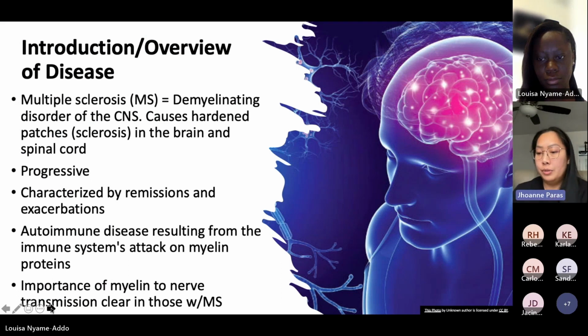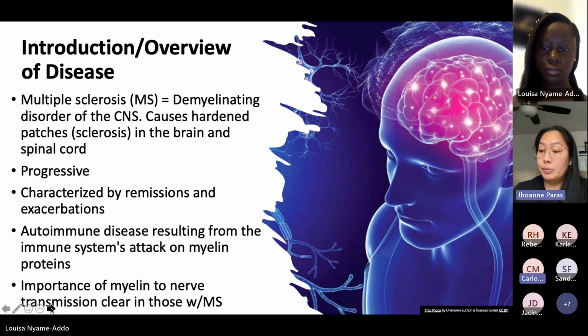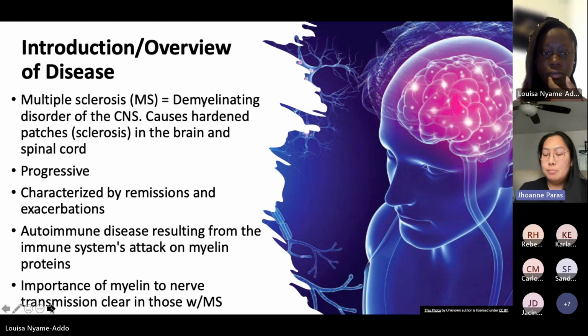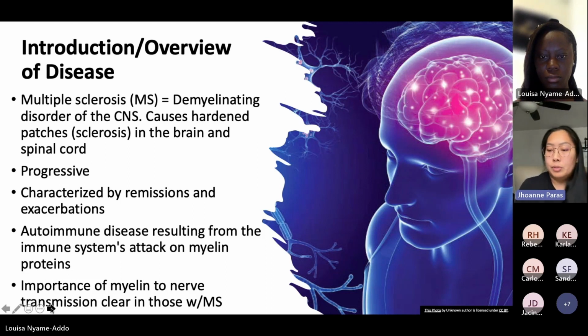And for our intro, introduction and overview of multiple sclerosis. So multiple sclerosis is an immune-mediated disease. That means that the abnormal response of the body's immune system causes the disease. In this case, the immune system attacks the central nervous system by mistake. And we know that the CNS is made up of the brain, spinal cord, and optic nerves.